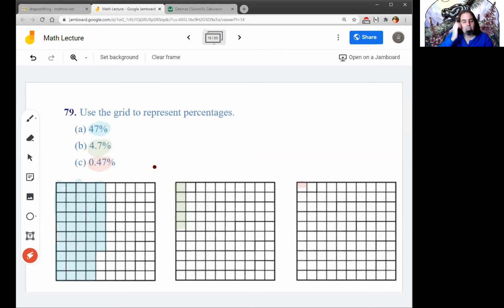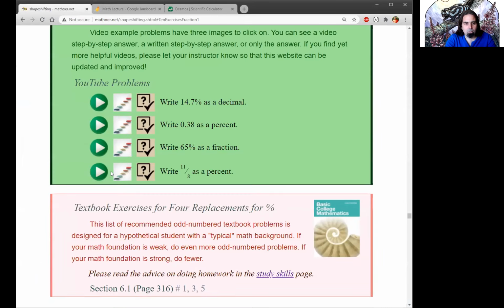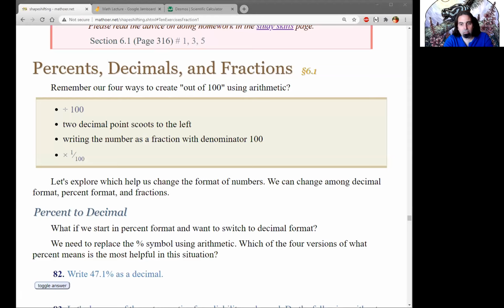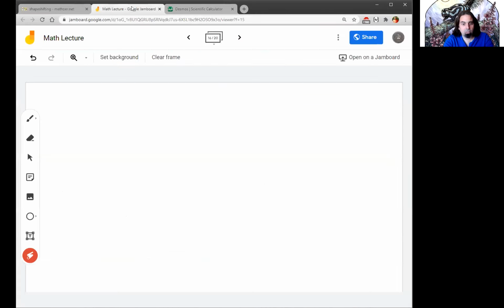Some people use circles. Okay, so there we go. We've talked about percents a little bit. Now let's put it all together. I'm not asking if you have questions, because if you do, we will talk about them right now.